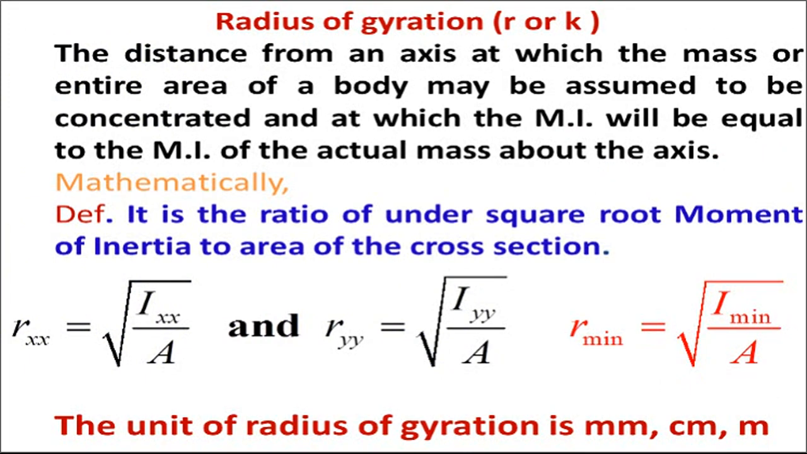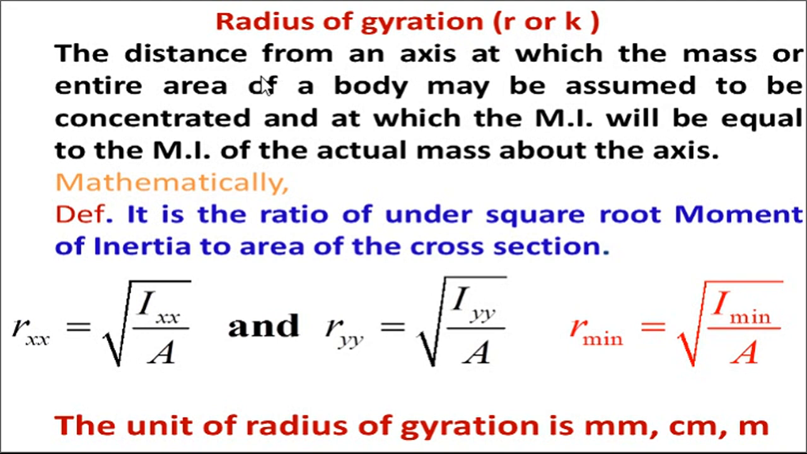Now there are a few technical terms, like radius of gyration. Whatever pronunciation you want to use, you can use it. Radius of gyration is denoted by the letter R or K.